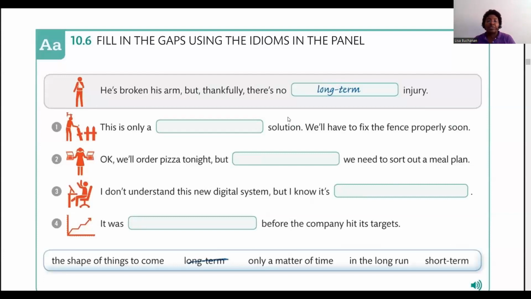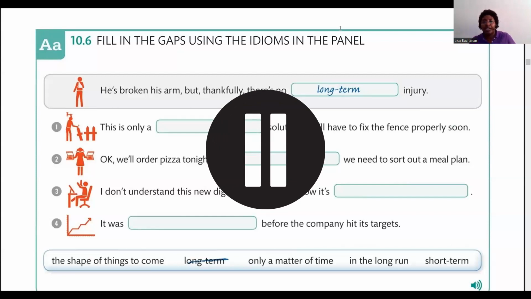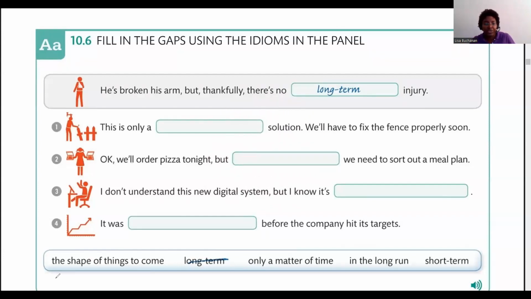Okay, so here we have to fill in the gaps using the idioms in the panel. So we have a selection of words down below. Again, go ahead and pause the video, but we have our choices here. The choices are the shape of things to come, long term, which we use in our example, only a matter of time, in the long run, or short term. So again, freeze the video if you'd like. Here's the example. He's broken his arm, but thankfully there's no long-term injury. So again, we're just using idioms to show how likely things are going to happen in short term, a short amount of time, or long term for the future.